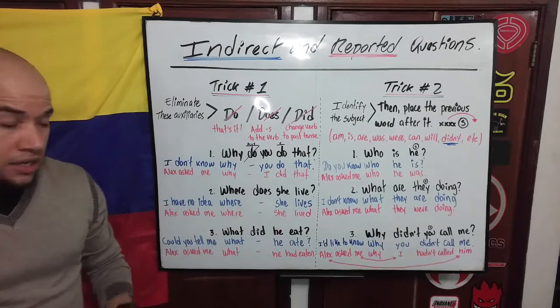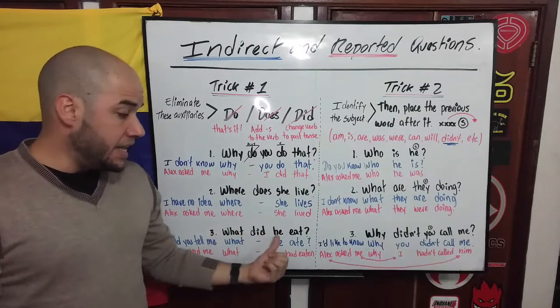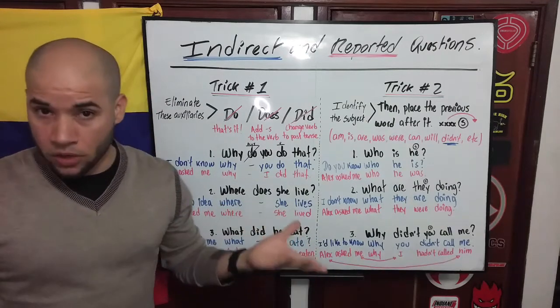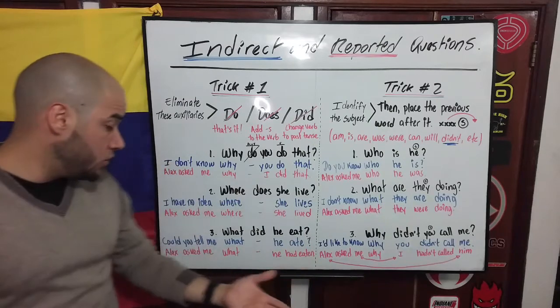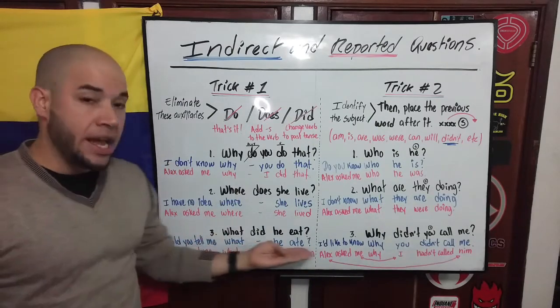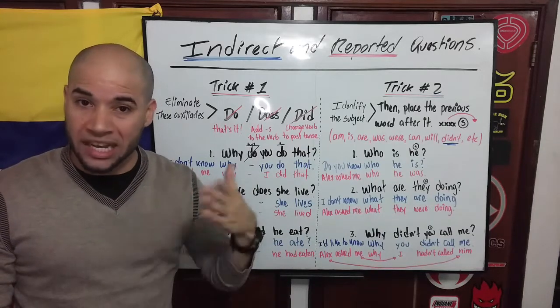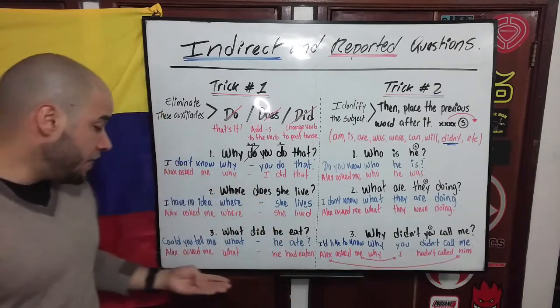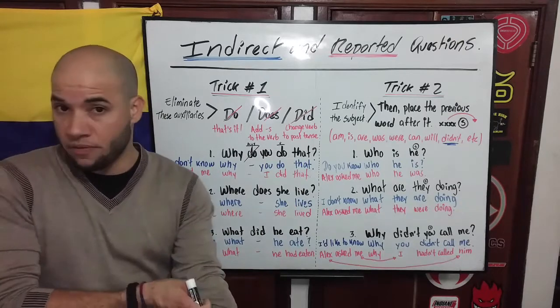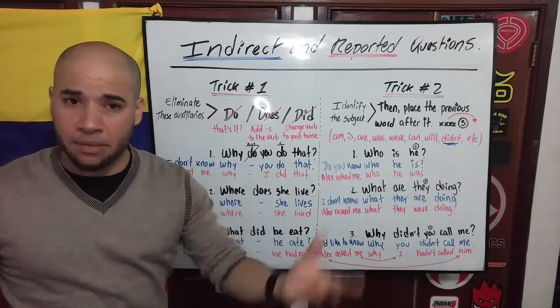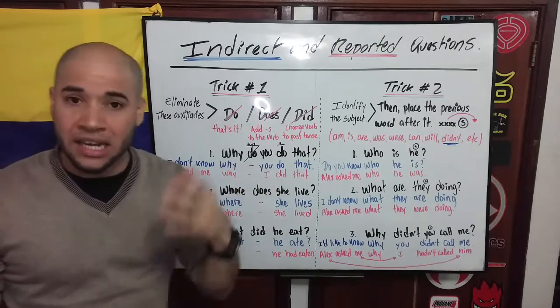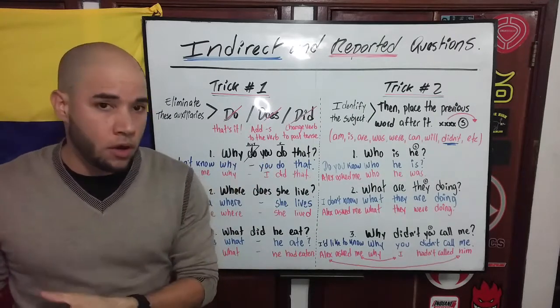Then number 3. What did he eat? If you want to make the process easier, you say, could you tell me what he ate? You make an indirect question first to make sure the structure is in the correct order, and then you can report the question if you want. It will get easier in time, and then you won't go through the process of making an indirect question to get to your reported question.